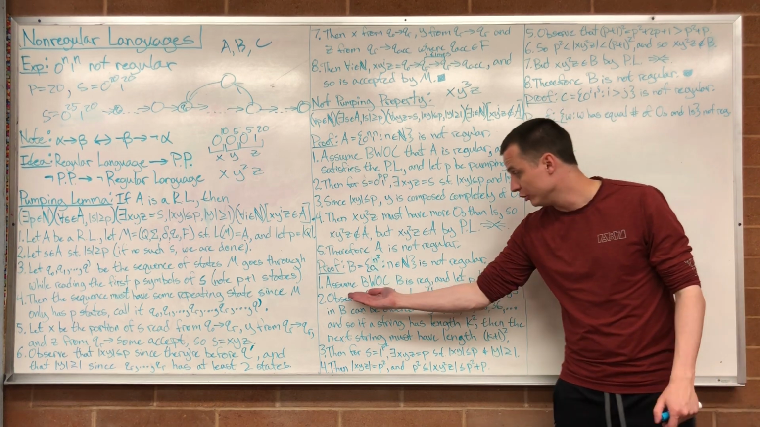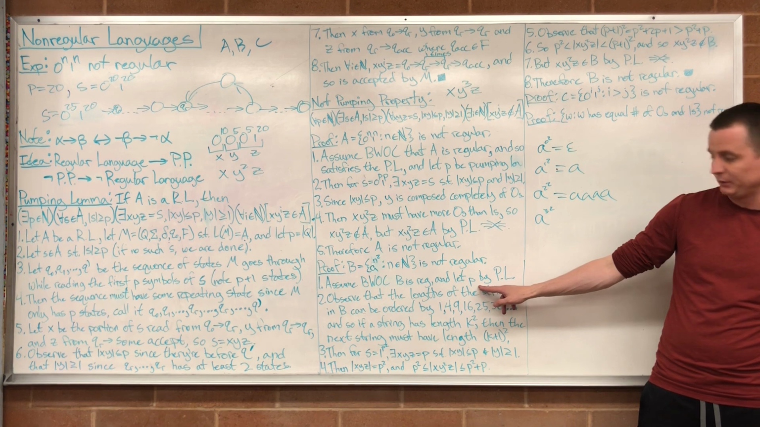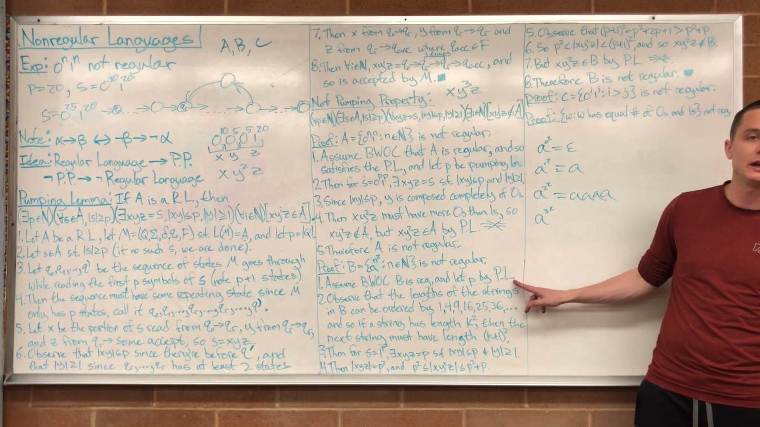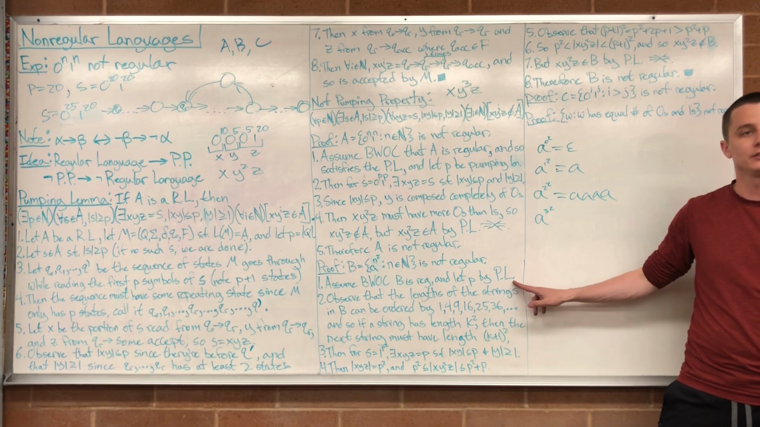Okay, so assume by way of contradiction that B is a regular language, and let p be the pumping length given by the pumping lemma. We're assuming it's a regular language, and so we're assuming it satisfies the pumping lemma. It doesn't. We're assuming it does, and that's going to lead to a contradiction.